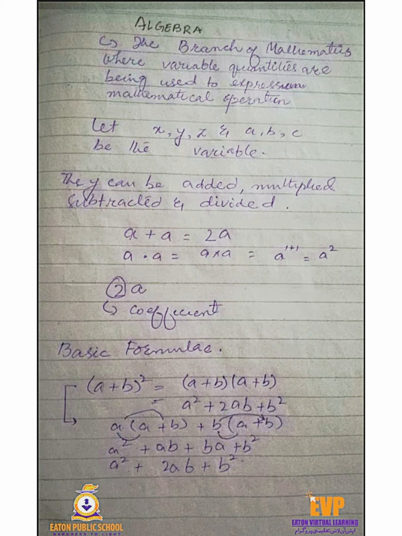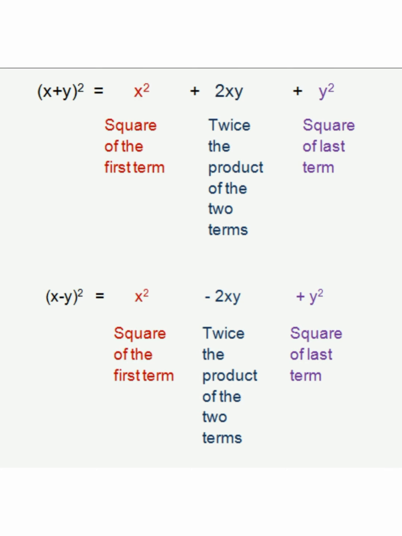As you can see here, this slide shows you how to read the result, which is the square of the first term, then twice the product of the two terms, and then the square of the last term. This slide is also showing you the second formula, which is x minus y whole square, which results in x square minus 2xy plus y square. The difference lies just in the middle term of this formula.